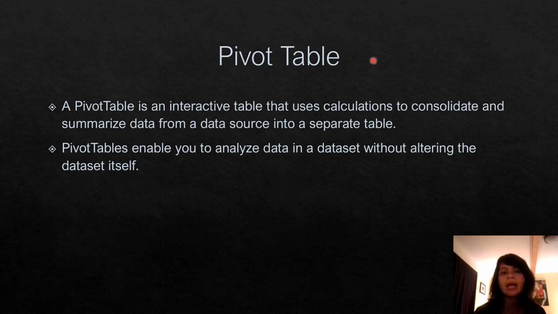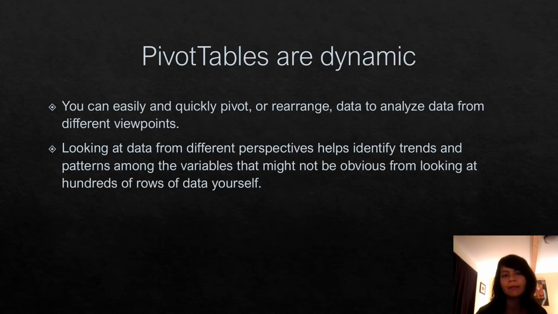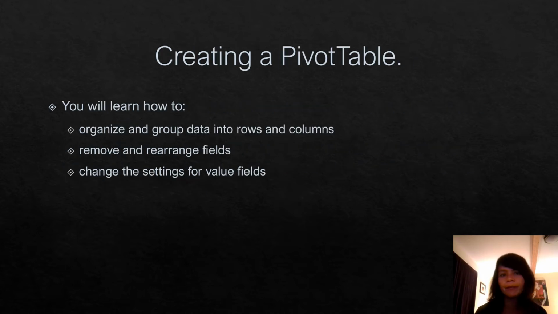A pivot table is an interactive table that uses calculations to consolidate and summarize data from a data source into a separate table. So pivot tables let you analyze data in a data set without altering the data set itself. Now, pivot tables are dynamic. You can easily and quickly rearrange data to analyze it from very different viewpoints. You can have different perspectives on the same data with just clicking a few things. Looking at the data from different perspectives can help you identify trends and patterns amongst the different variables that might not be so obvious when you're just looking at hundreds of rows of data manually by yourself.